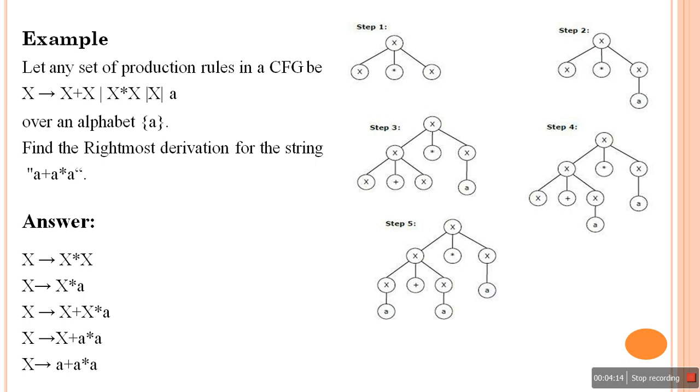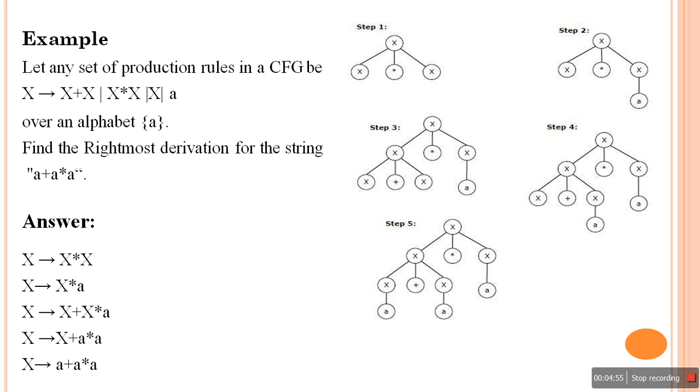Now we'll find the rightmost derivation for the same string. For rightmost derivation, we will start from the rightmost variable of the tree. So we'll see in step 2, x is replaced by a. In step 3, the x is replaced by x plus x. Here in step 4 we see x is again replaced by a, as it is the rightmost variable or element of the derivation tree.